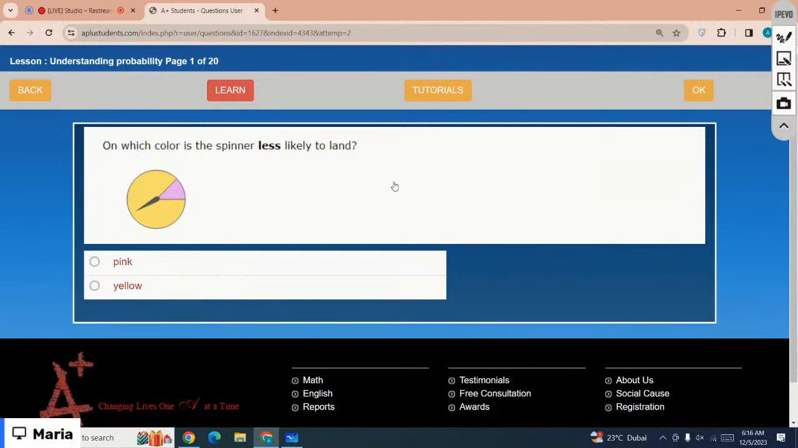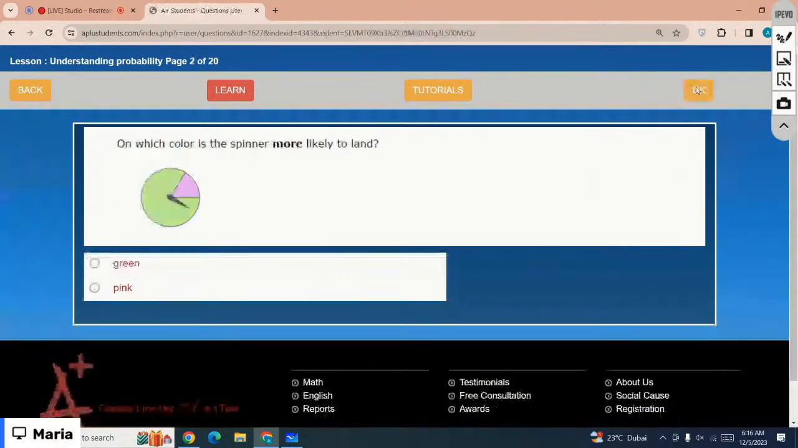Yes. The color that has the small portion on the spinner is less likely to land, right? So the spinner has two colors, pink and yellow. Most of the portion is pink. No, no, no. The question is less likely to land. Read the question carefully. The portion that is less on the spinner is less likely to land. So pink one is less, so it is less likely to land on pink, sorry. The correct option is pink.